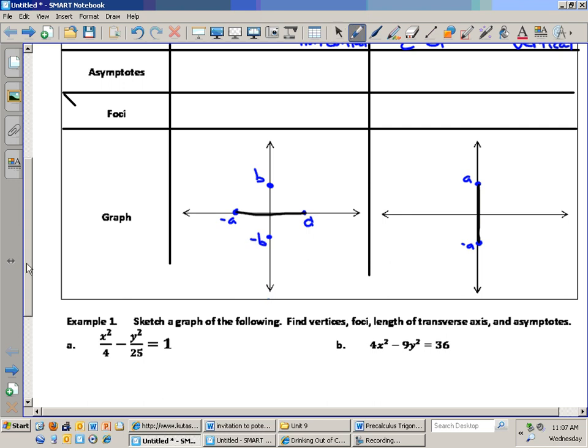what I do then is I make a box. I make a box with those 4 points. I'll draw the asymptotes in red. The asymptotes go through the corners of the box. Now that's enough information to be able to sketch the graph. This is a horizontal hyperbola because x squared is first. It goes through the vertices and it approaches but never touches the asymptotes.